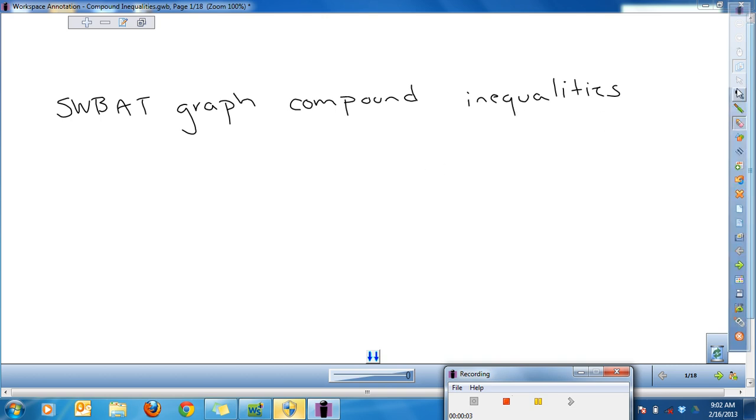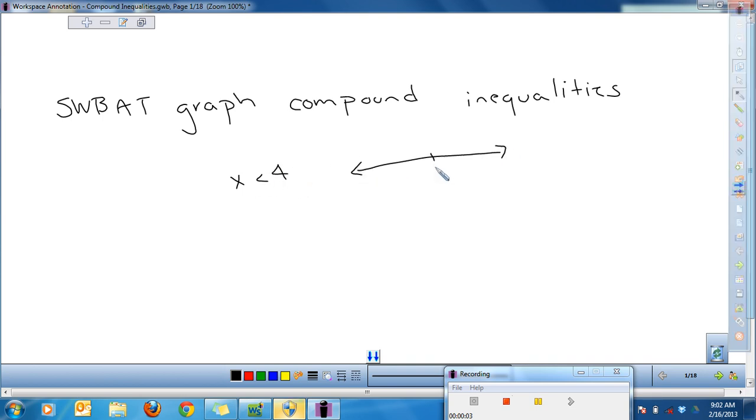Alright, today's video is about graphing compound inequalities. So our objective is that students will be able to graph compound inequalities. We've talked about how to graph a single inequality, like x is less than 4, so we would draw out our graph. We draw an open dot at 4, and we shade to the left.